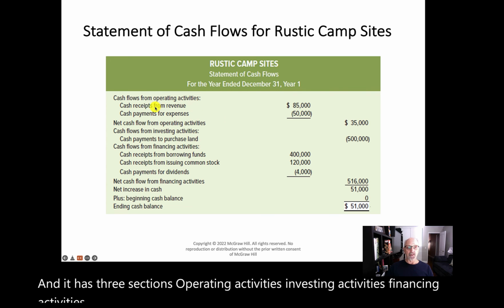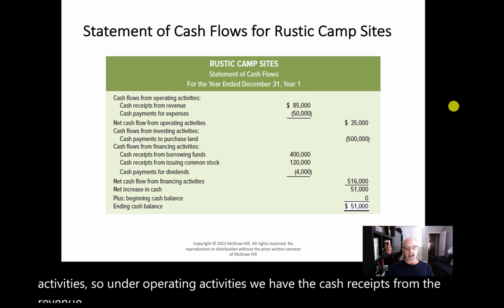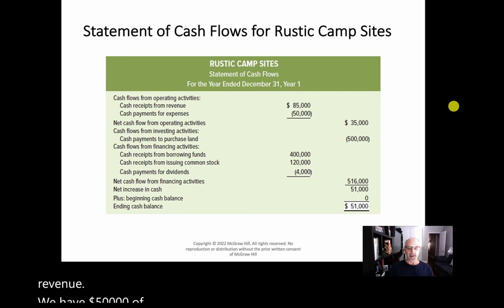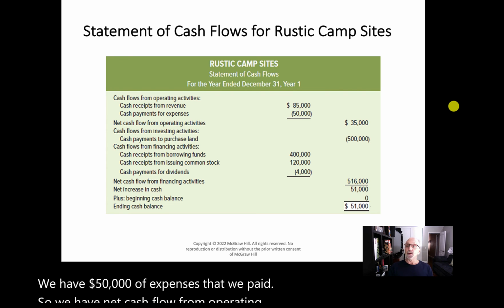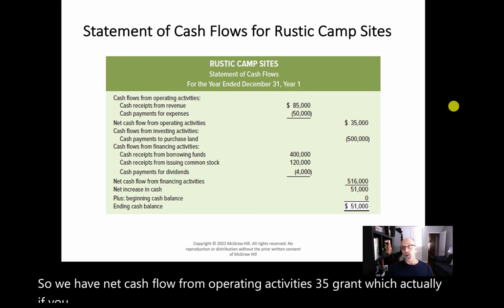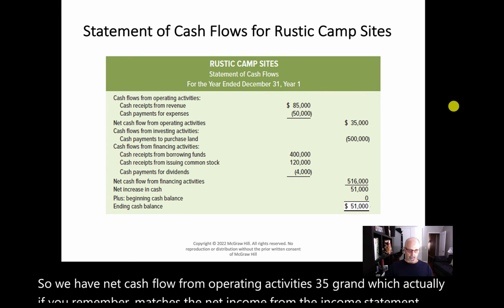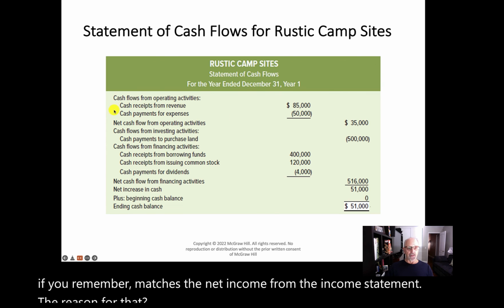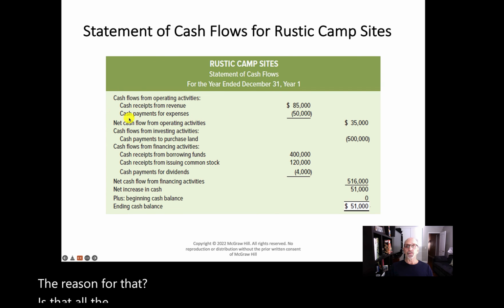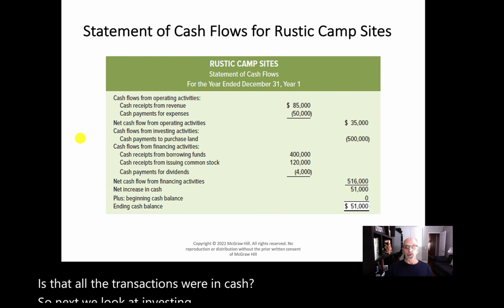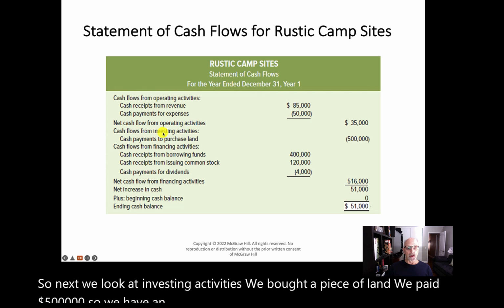So under operating activities, we have the cash receipts from the revenue. We have $50,000 of expenses that we paid. So we have net cash flow from operating activities, 35 grand, which actually, if you remember, matches the net income from the income statement. The reason for that is that all the transactions were in cash. So next we look at investing activities. We bought a piece of land. We paid $500,000. So we have an outflow for investing activities of $500,000.